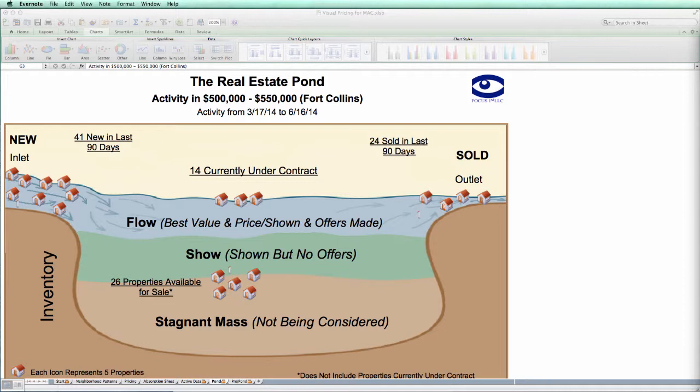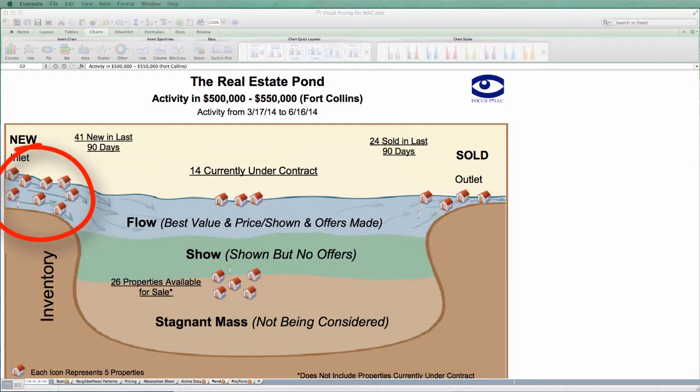How quickly homes are coming on the market is sometimes referred to as accumulation rate. And the rate at which homes are sold and coming off the market is often referred to as absorption rate. In looking at this graph, these are the properties that came on the market in the last 3 months.